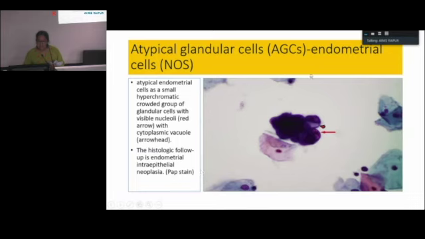Now, this is another example of AGC endometrial cells NOS. What you see here is a hyperchromatic crowded group, which is a 3-dimensional cluster in the LBC. Okay. What else do you see? Although this picture is not doing justice to it, there are nucleoli in this. And there is a cytoplasmic vacuole which is pointed by the arrowhead. And the histologic follow-up in this case was endometrial intraepithelial neoplasia.